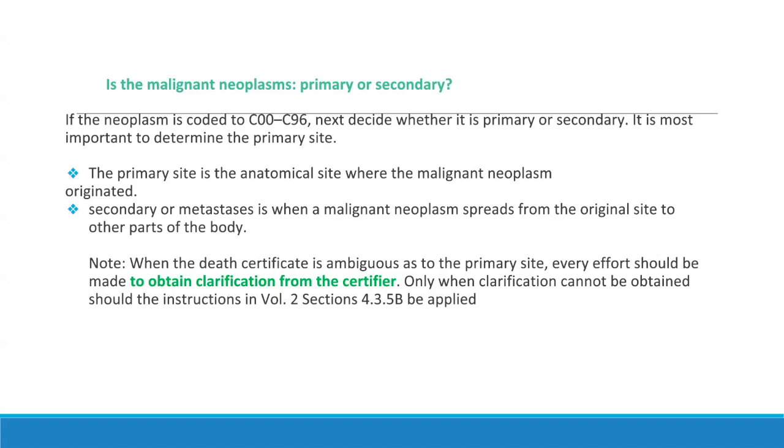If the neoplasm has spread to other parts of the body, it is classified as secondary or metastatic. In cases where a death certificate is ambiguous about the primary site, efforts should be made to clarify this with the certifier. If clarification is not possible, specific instructions from Volume 2, Section 435B should be followed.